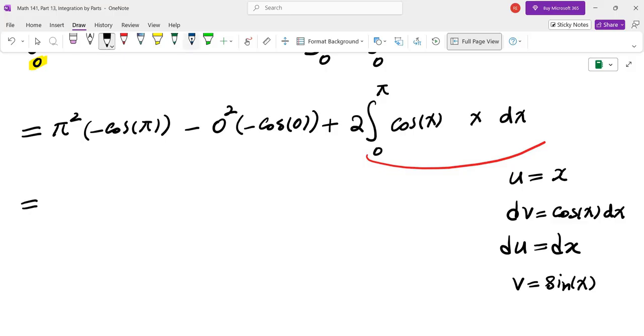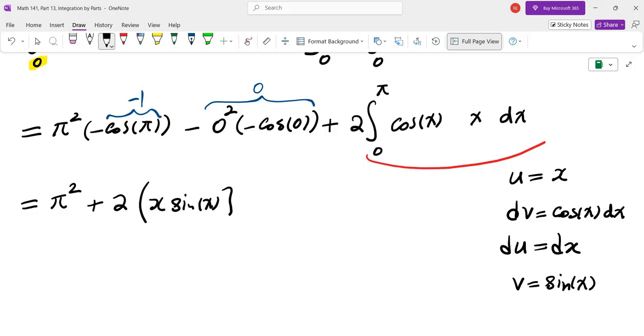Let's see what happens here. We have sine of pi, which is 0, so... actually, cosine of pi is negative 1, times negative 1, that's positive 1, times pi squared, that gives us pi squared. This whole thing becomes 0. And then we have plus 2. Now we're applying integration by parts again. So uv, that is x times sine of x from 0 to pi, minus the integral of v du. V is sine of x, du is dx.